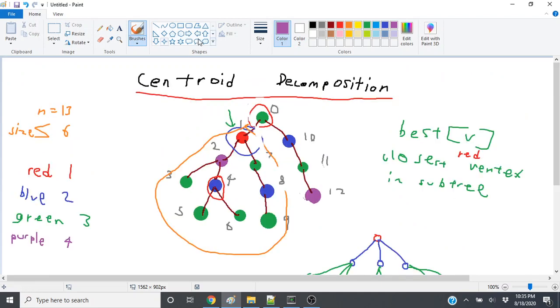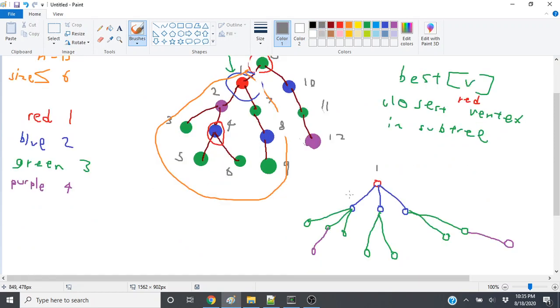Let's redo the labeling. So the root is vertex 1. Then we have vertex 4. This is going to be painful. We have vertex 4, vertex 8, and vertex 10. Here, here, and here. Now we have a bunch of green nodes to fill in. Let's say this is 5, this is 6, these two, then this is 3. Again, these are the same labels from the original tree. We just rearranged them in kind of a centroid ordering.